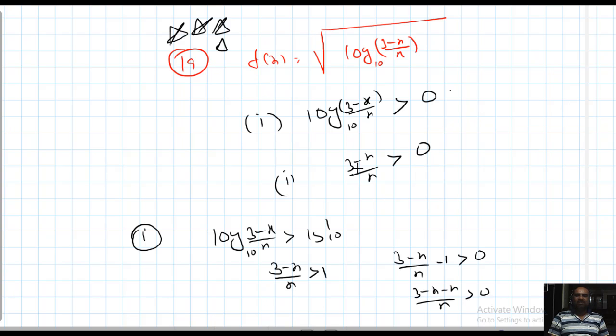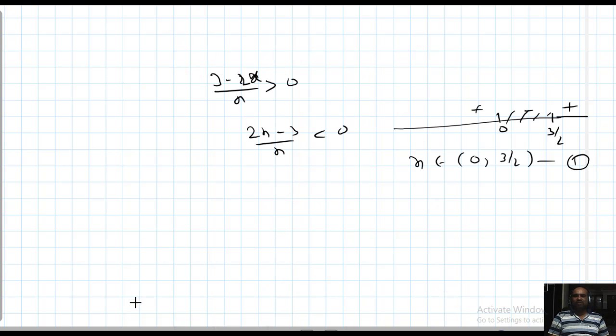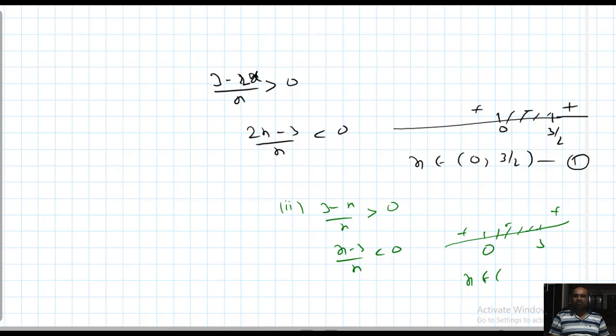Next part: (3 minus x) by x should be greater than 0. Second part, (3 minus x) by x should be greater than 0, or (x minus 3) by x should be less than 0. Number line 0, 3, plus, minus, plus. So negative symbols I want. x belongs to open 0 to 3. This is the second part. Now I want to find their intersection.